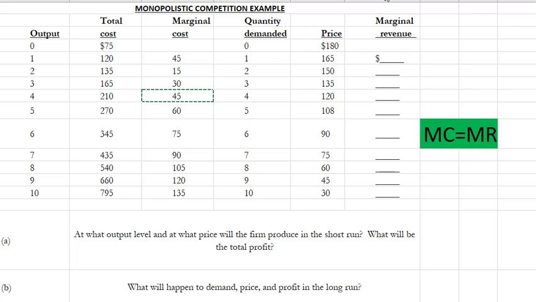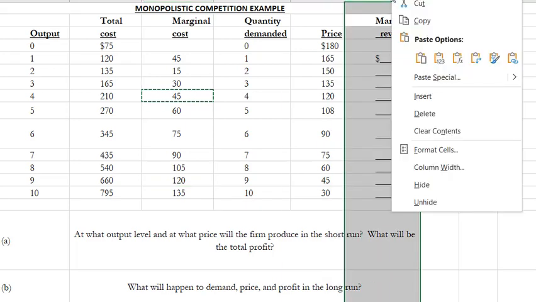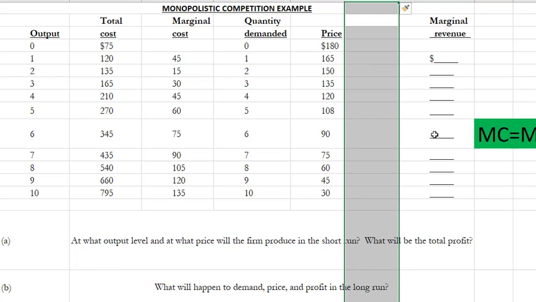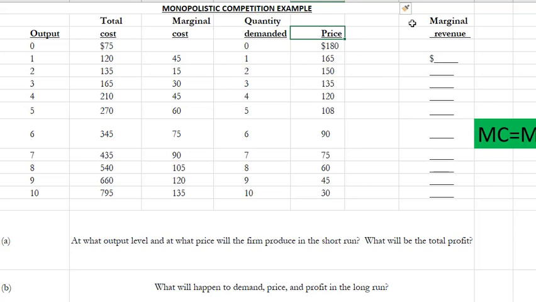The change in what? Your total what? Your total revenue. Now be careful. Your price is not total revenue. Do you remember what total revenue is? Total revenue is the amount of money a firm will get from selling the particular good. You get it?